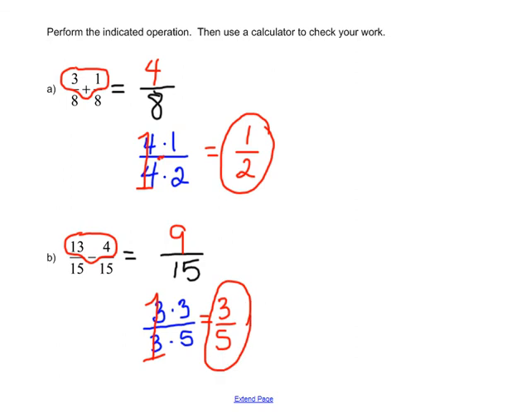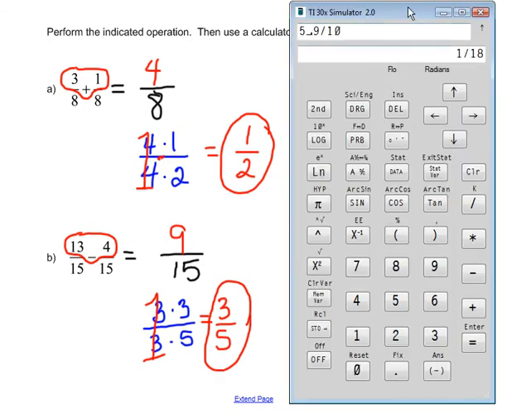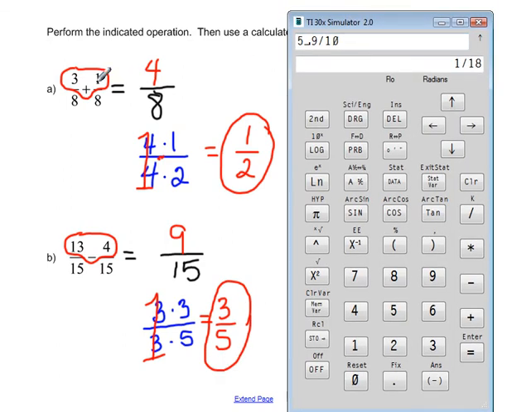Now let's pull up our calculator to check our work. So for our first problem, we had 3/8 plus 1/8. So we're going to use the fraction key on our calculator to enter in our fractions. So 3 fraction key 8 plus 1 fraction key 8. So there's 3/8 plus 1/8. Remember that little backwards L kind of symbol means that the calculator's thinking a fraction. When we press enter, yep, there's my answer of 1/2.